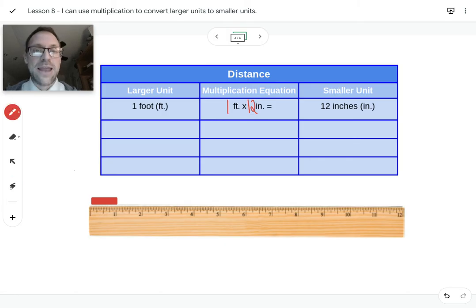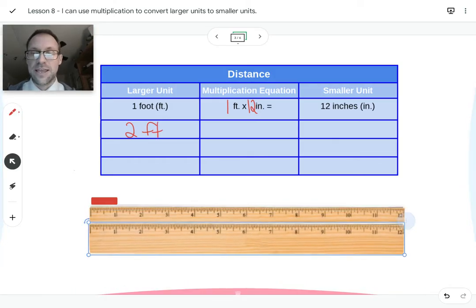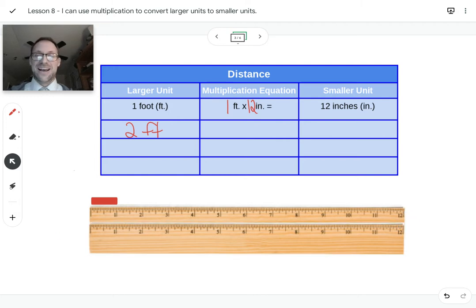What if we had 2 feet? How many inches would that be? Well, I just happen to have 2 feet here. Look at that, I got another ruler. We could use multiplication to find out. We could do 2 feet times the 12 inches in each foot.